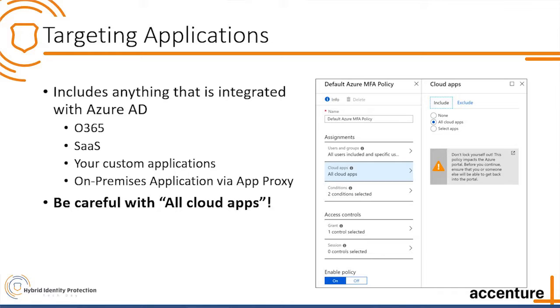There's some new functionality coming out. It's either out or will be out soon, like in preview, things related to being able to put apps into groups now, which will help you with the management of these things. But the idea is that you're going to target apps, and you can also do exclusions. As per the caveat there, be careful with selecting all cloud apps.